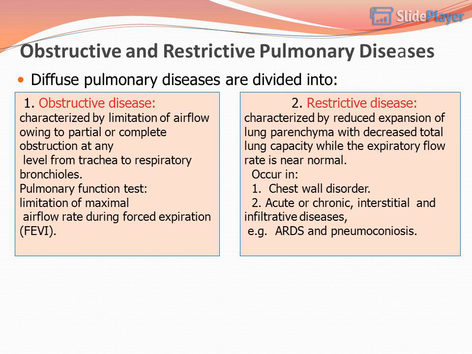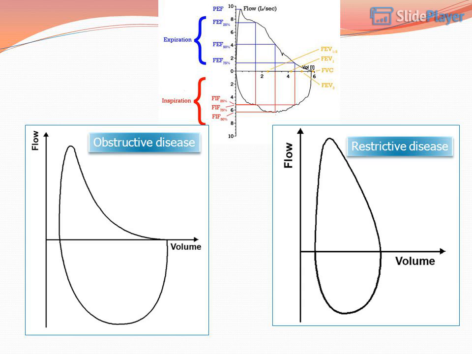2. Restrictive disease, characterized by reduced expansion of lung parenchyma with decreased total lung capacity while the expiratory airflow rate is near normal. Occurs in 1. Chest wall disorder. 2. Acute or chronic interstitial and infiltrative diseases, for example ARDS and pneumoconiosis. Obstructive disease. Restrictive disease.